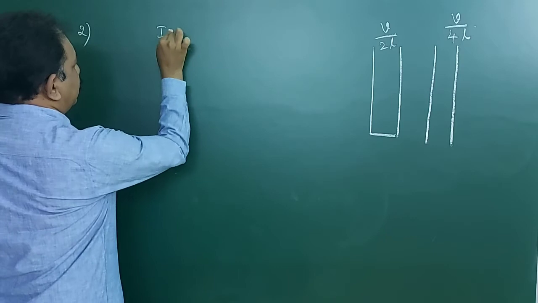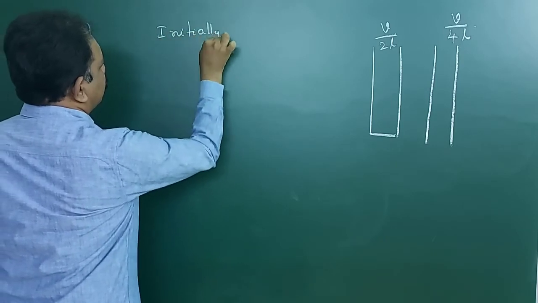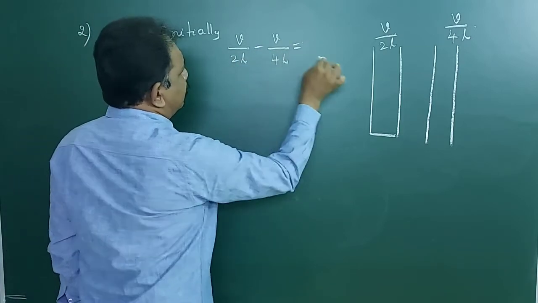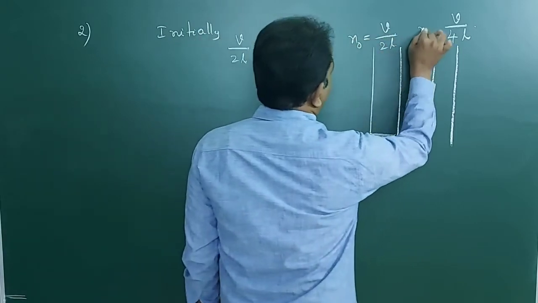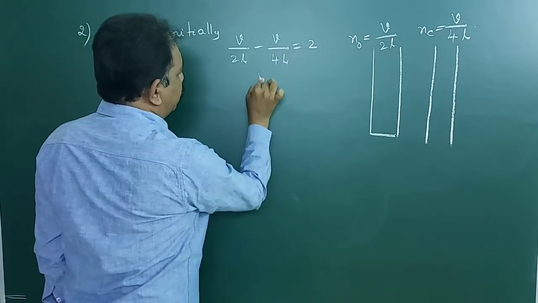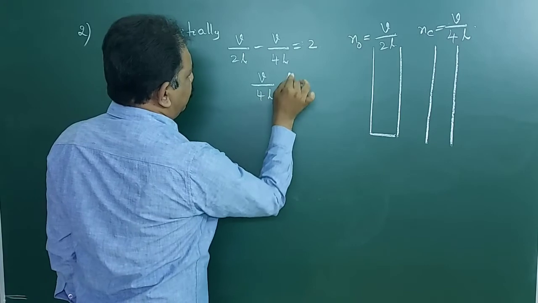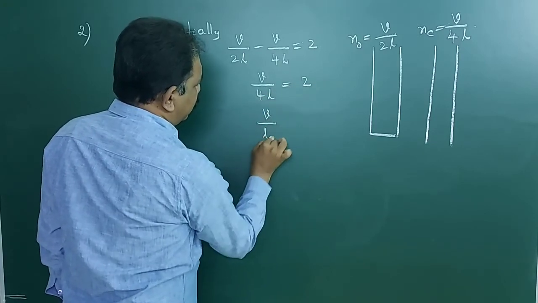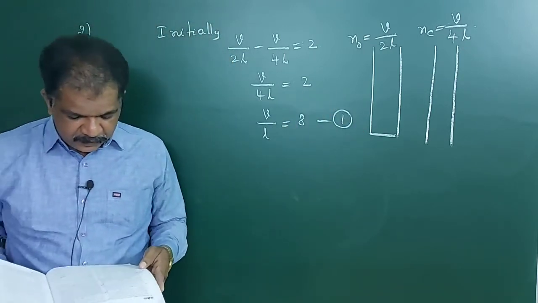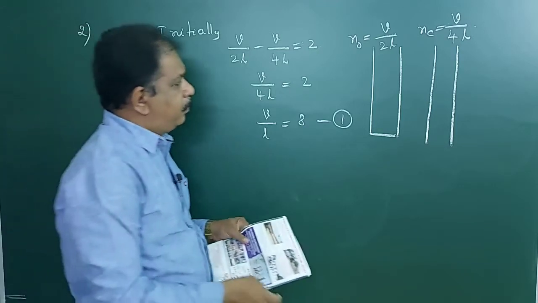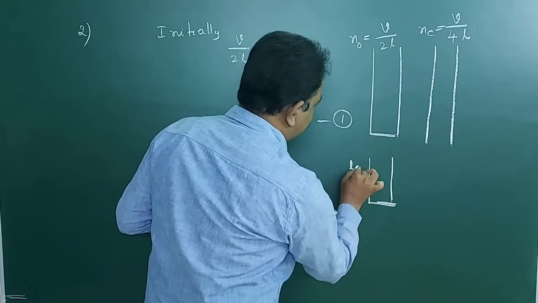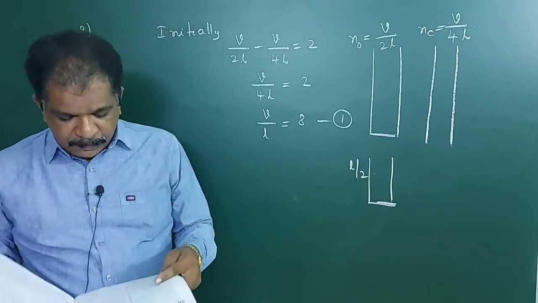So initially, V by 2L minus V by 4L. It is the frequency of open pipe, and it is the frequency of closed pipe. This value will be equal to 2. So V by 4L is equal to 2, V by L, let it be equation 1. Later what they did is, the length of the open pipe is halved. They made this length half of the initial length, and so it becomes L by 2.